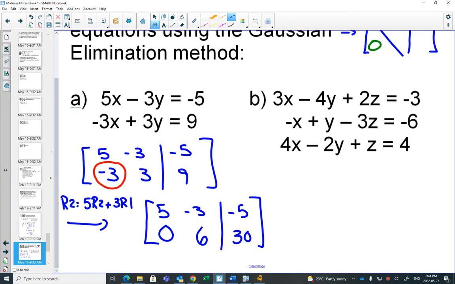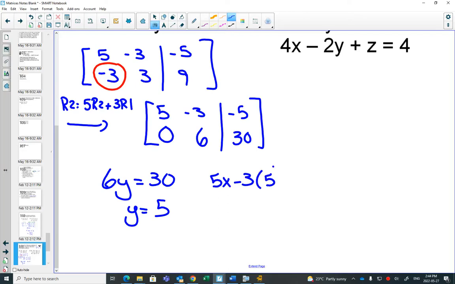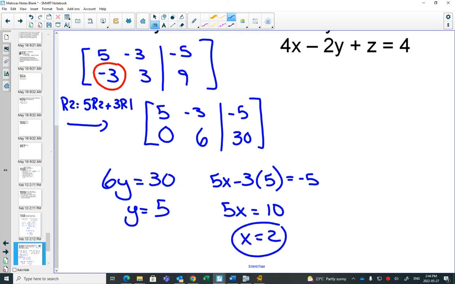This is all you need to do for Gaussian elimination. Once you've got this far, you can now say 6y equals 30, so y equals 5. And 5x minus 3y, which is 5, equals negative 5. So 5x equals 10, and x is equal to 2.